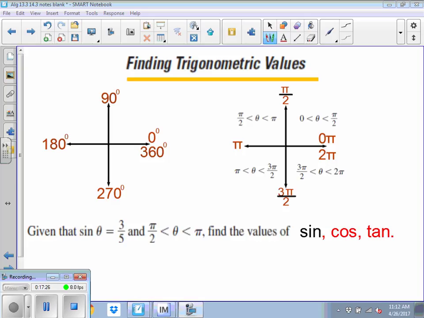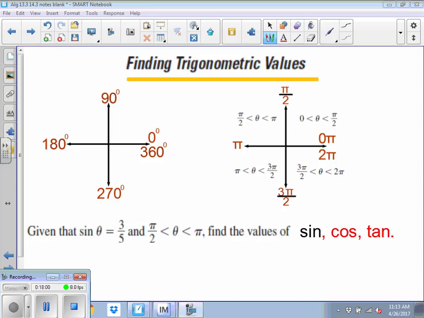In degrees is 0, 90, 180, 270. You need to understand that the first quadrant is between 0 degrees and 90 degrees. The second quadrant is between 90 and 180. The third quadrant is between 180 and 270. And the fourth quadrant is between 270 and 360. Now, those are easy to see in degrees. But you're not used to seeing this x and y axis in radians.